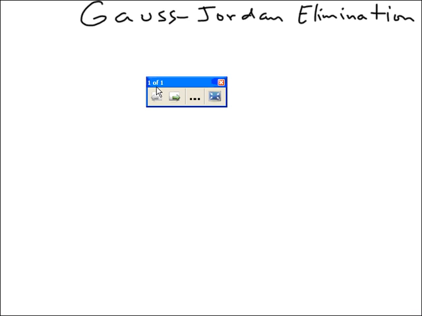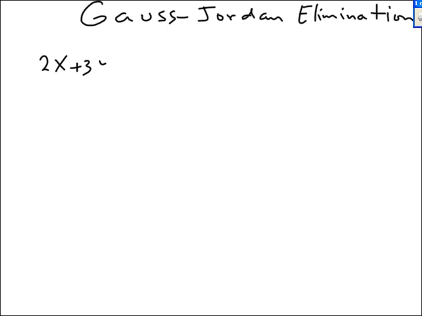In this section, we're going to talk about Gauss-Jordan elimination. We use this to solve systems of equations, basically using the concept of RREF. Suppose you had the equation 2x plus 3y is equal to 8, and the equation 1x minus 2y is equal to negative 3. Now, we're going to do this problem twice.